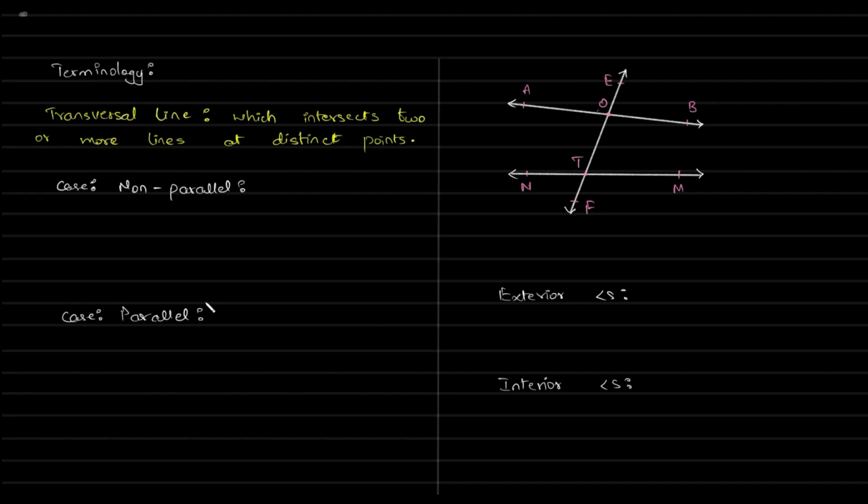A few terminologies that we need to discuss before we start off with the next topic. First one is transversal line. So a line which intersects two or more lines at distinct points. What does distinct mean? Different.